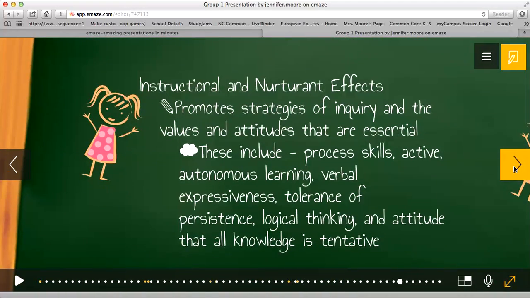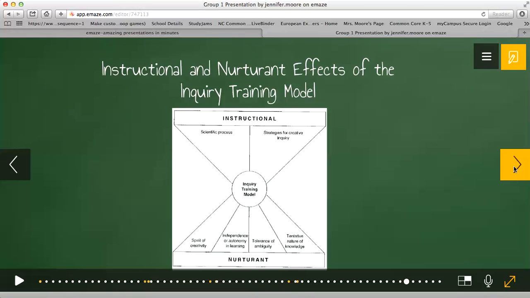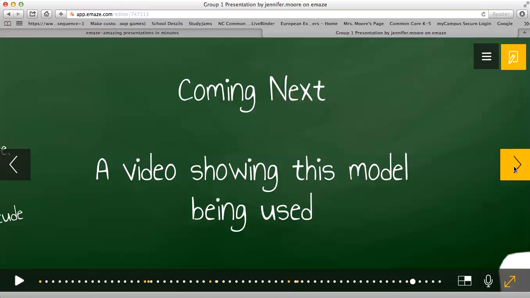Instructional and nurturant effects: promote strategies of inquiry and the values and attitudes that are essential. These include process skills, active autonomous learning, verbal expressiveness, tolerance of persistence, logical thinking, and the attitude that all knowledge is tentative. Here's a chart showing the information we just presented. Coming up next, a video showing this model being used.